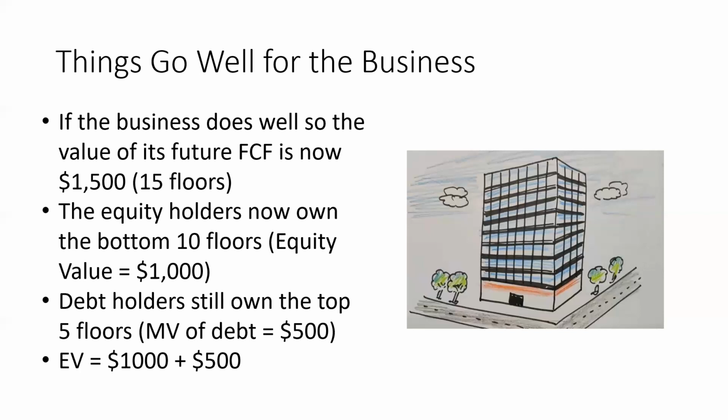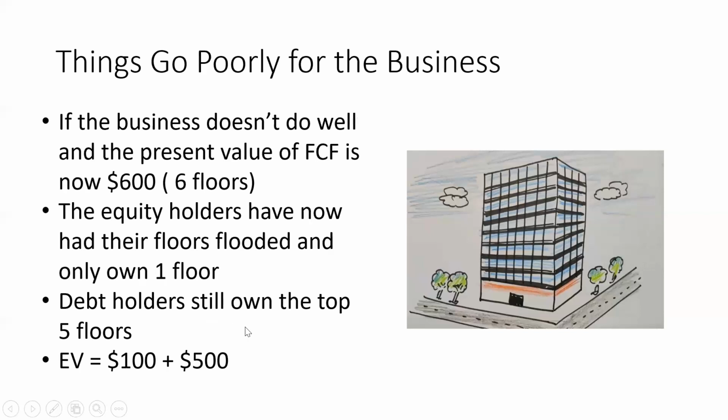And also debt holders, they still own the top 5 floors. Market value of debt is $500. So EV here equals 1,000 plus 500, 1,500, 15 floors. This makes sense. But on the other hand, things can go poorly. It's not always great to be owning equity because they're the residual claimant as a result of the capital stack. If a business starts to lose value, equity holders are going to take that hit first.